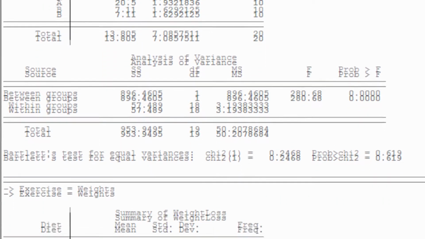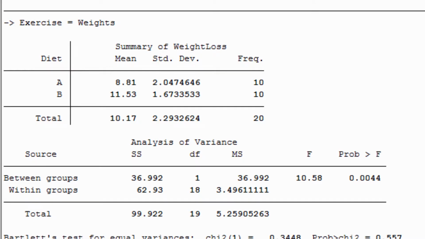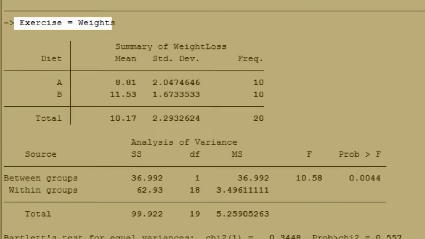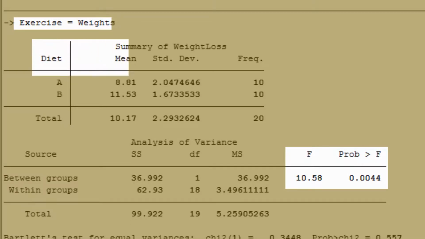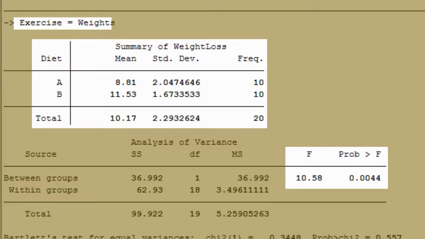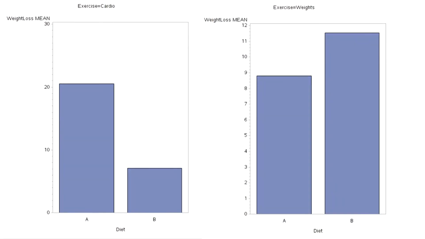The association between diet and weight loss for those involved in the weight training exercise program is also significant, with a p-value of 0.0044. However, the means show that the association is in the opposite direction. For those involved in weight training, diet B is associated with greater weight loss, 11.5 pounds, compared to diet A at only 8.8 pounds. Here, these results are shown graphically.